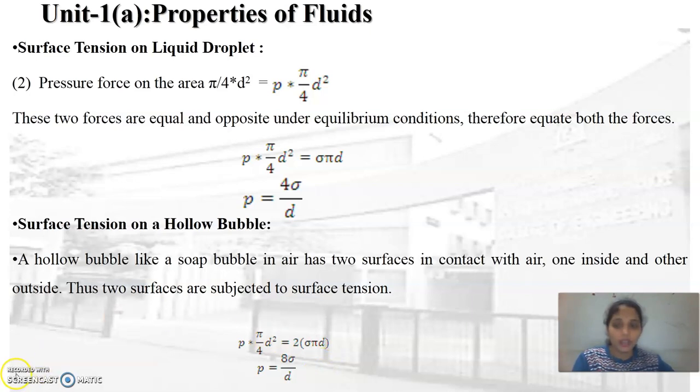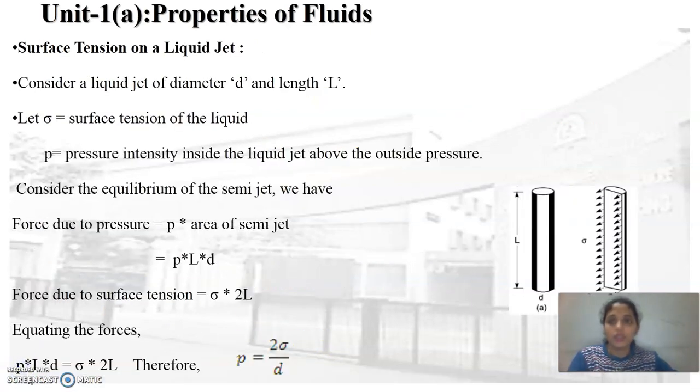Third expression is surface tension on the liquid jet. Now here consider this liquid jet of diameter D and length capital L. If we cut that liquid jet into two halves, then at the outer side the surface tension, that is the tensile force, is acting. Towards the inner surface of that jet, the pressure force is acting. So here we are considering the surface contact as well as the cross-sectional area of the liquid jet to determine the pressure force as well as the tensile force.